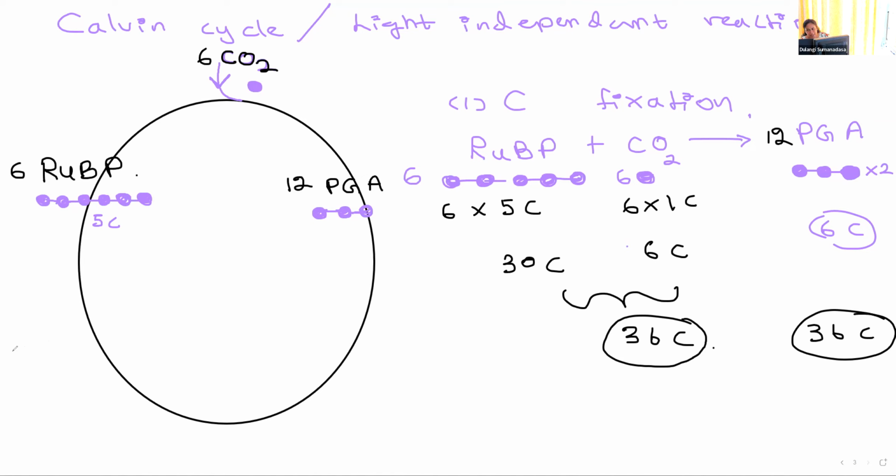Everyone understand what happened in the carbon fixation? Into the Calvin cycle, we are bringing atmospheric carbon, introducing carbon because to build up glucose, we need the carbon. To capture the carbon dioxide, you need the RUBP. And combining RUBP and carbon dioxide, we are producing a 3 carbon PGA. Is the carbon fixation clear?